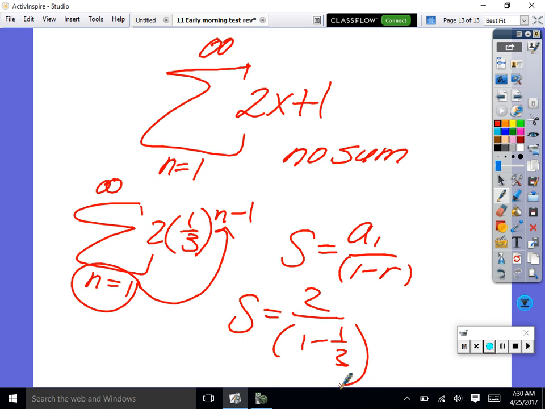And then you would just type it in. Because a sub 1 means the first term, right? So we always find the first term by plugging in the lower limit. That'd be the first thing. So we plug in 1. 1 minus 1 is 0, 1/3 to the 0 is 1, so we get 2. Yeah, right? Anybody confused?